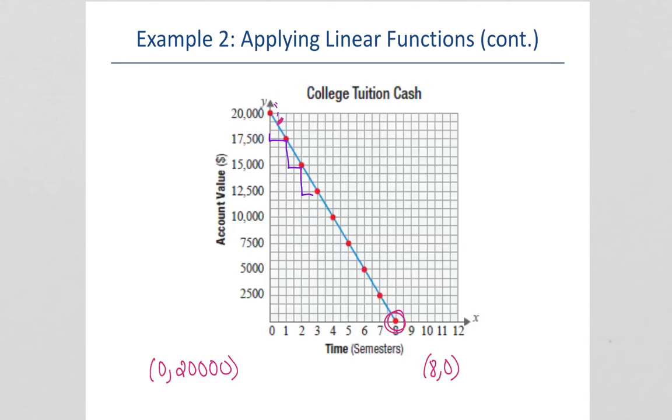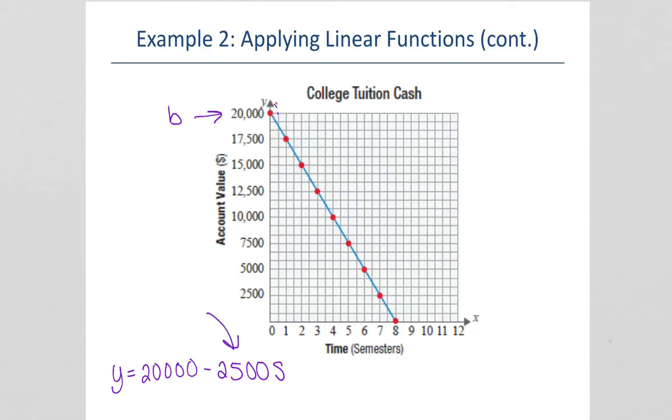our equation, let's get rid of some of this, was y equals 20,000 minus 2,500 S. B, it's just written in a different order, was 20,000. Okay? It's the y-intercept. And then M, your slope, is the number multiplied by S. So M would be negative 2,500 because we went down $2,500 in the account each semester.